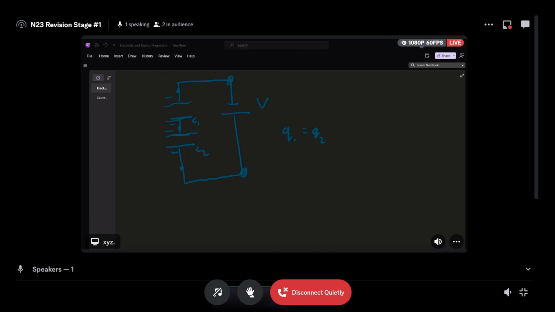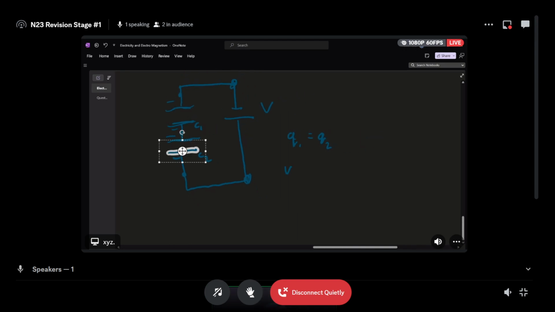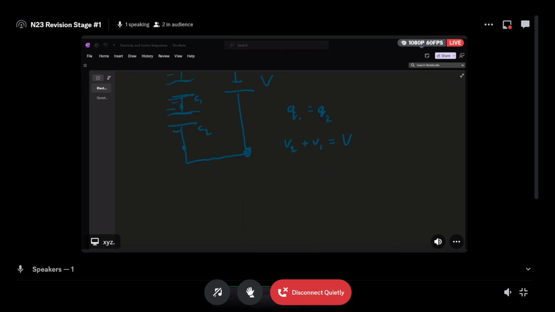And then we also know that the voltage across our second capacitor plus the voltage across our first capacitor must be equal to our total voltage. And that is our second equation.